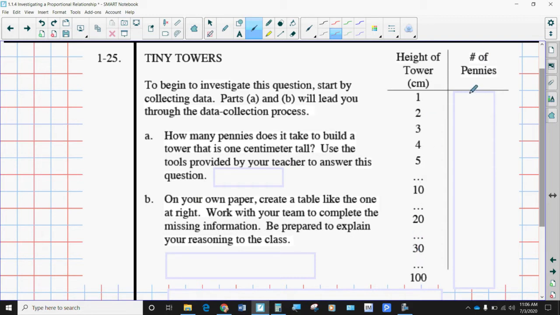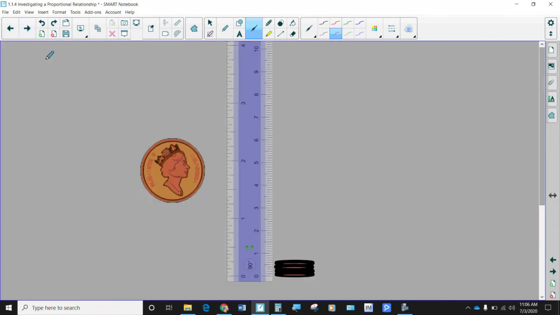And then you're going to record the number of pennies. So you've got to make sure that you measure these accurately. So remember, you're getting a centimeter ruler. You're getting the centimeter side of it, not the inch side of it. Take a penny, and that's not what our pennies look like, but that's the only coin I could find on my program, and stack them as such, okay?